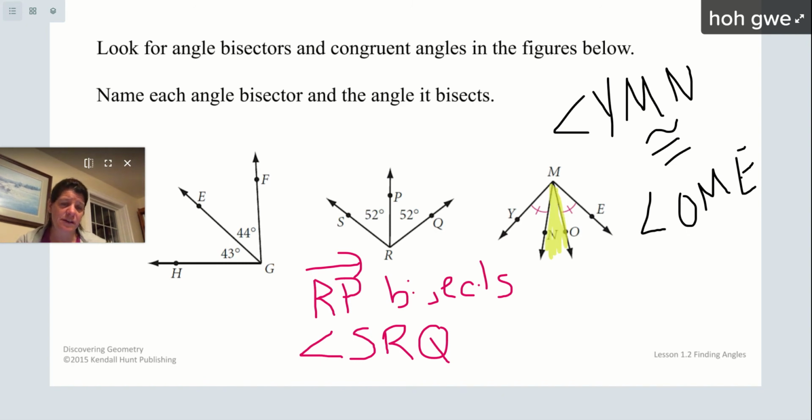That little space there makes it so it's not an angle bisector. I've got two congruent angles, but it's not one whole thing that was cut in half. So there's no angle bisector in that last picture.